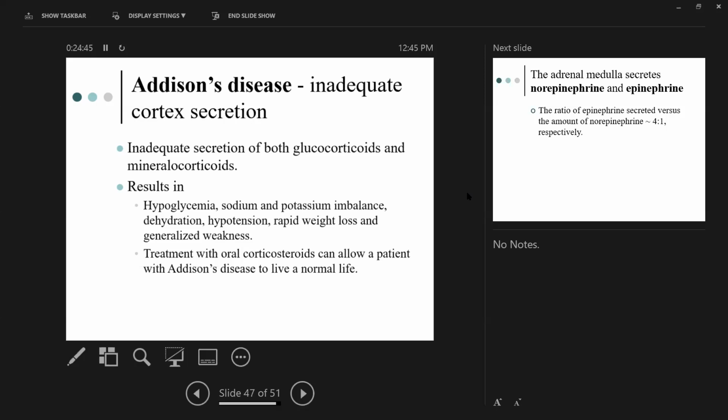What about cortisol? Cortisol's main job is to increase blood glucose levels. And it does this by promoting gluconeogenesis in the liver.